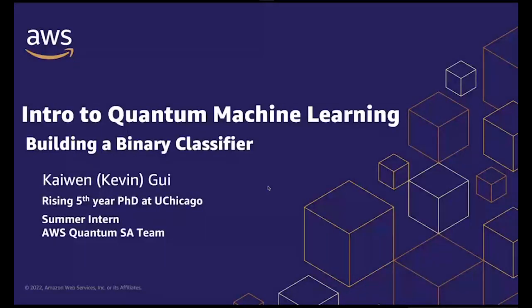So just a gentle introduction by myself. My name is Kevin Gui. I'm currently a rising fifth-year PhD at the University of Chicago in the US. And now I'm doing this summer internship at the AWS Quantum SA team.